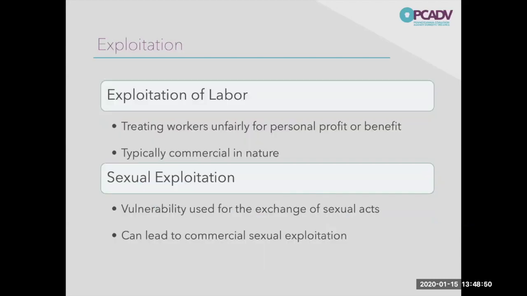One of the other things that I like to make sure we talk about is exploitation, because you can't have trafficking of humans without exploitation.